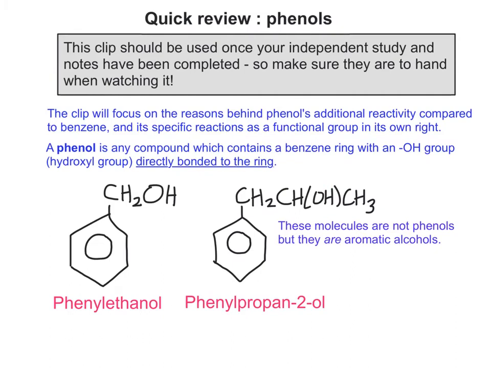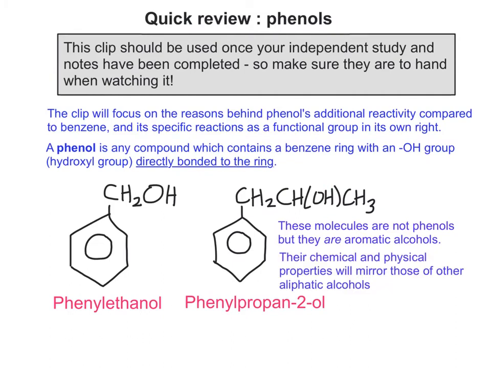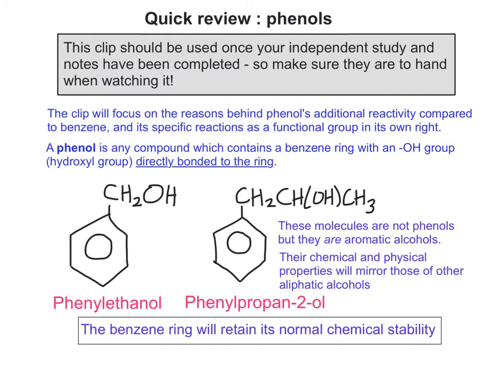So these molecules are not phenols, but they are aromatic alcohols, and their chemical and physical properties will mirror those of other aliphatic alcohols. So these compounds are not phenols because the OH group, as you can clearly see, is not directly attached to the benzene ring, but they're still considered as aromatic alcohols because of the presence of an OH group. So their behaviour is going to be exactly the same as their aliphatic alcohol counterparts. But the benzene ring part of the molecule will keep hold of its normal chemical stability and reactions.